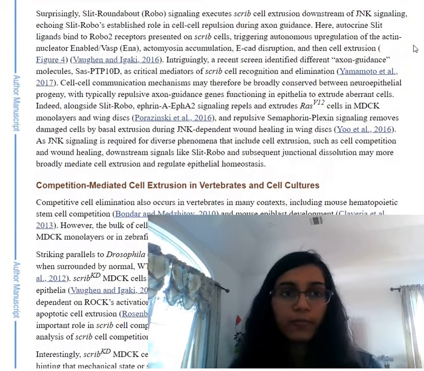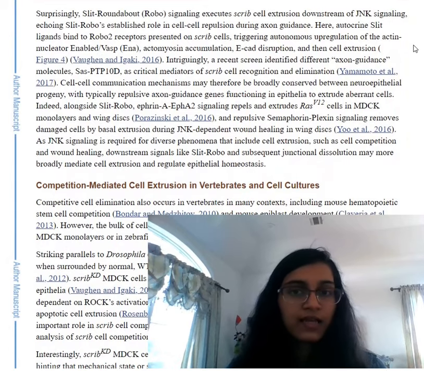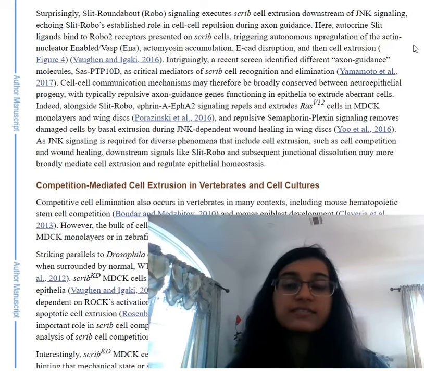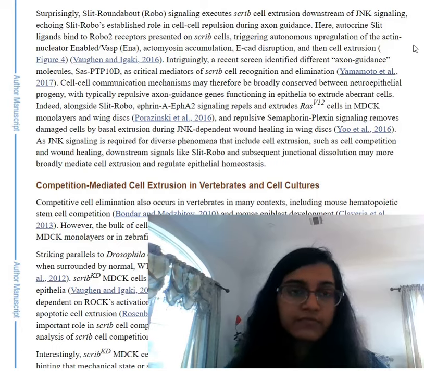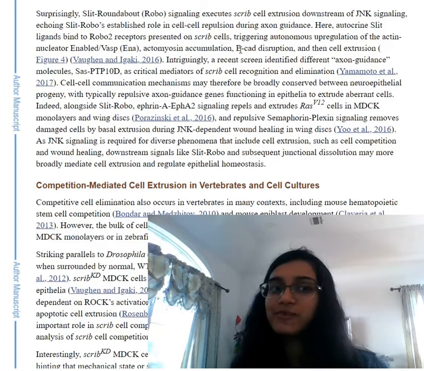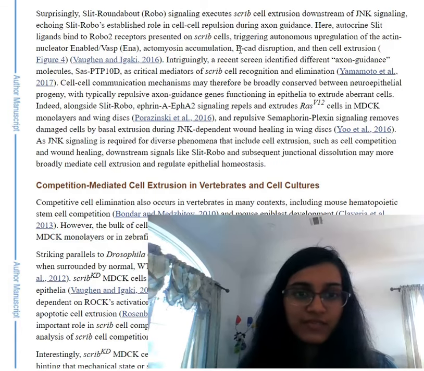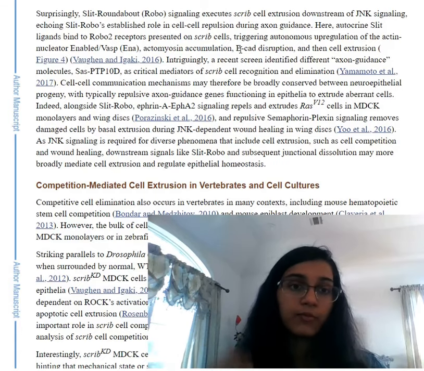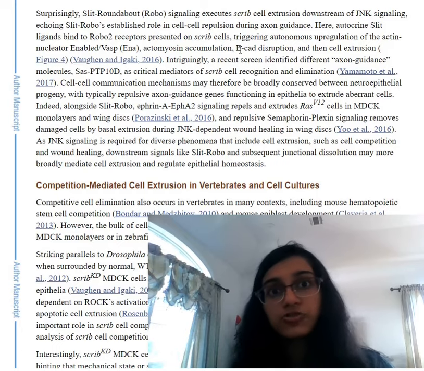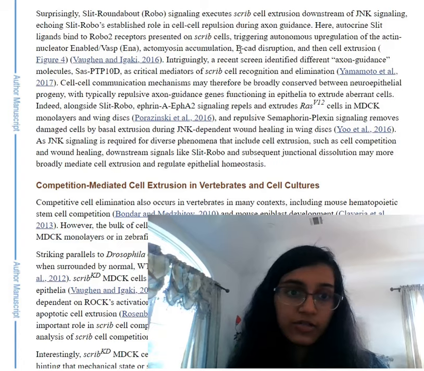They have one more paragraph in this section, and they tell us that the slit robo signaling executes SCRIB cell extrusion downstream of J&K signaling. And again, a lot of this can get complicated if you're not really an expert in this particular field. So you want to look for the important points here. So why is it relevant that SCRIB cell extrusion happens downstream of J&K signaling?